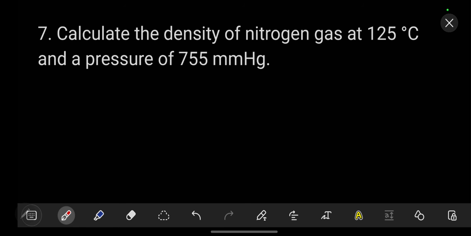Question 7. Calculate the density of nitrogen gas at 125 degrees Celsius and a pressure of 755 millimeters of mercury. Now, this is the quick way of finding the pressure in atmospheres. I told you that we are going to be using the pressure in atmospheres. By the chain link conversion, it's 755 millimeters of Hg, and we multiply. In 1 atmosphere, there are 760 millimeters of Hg.